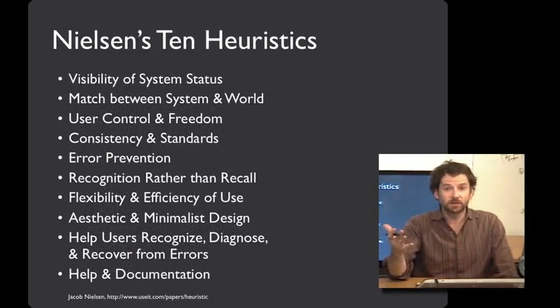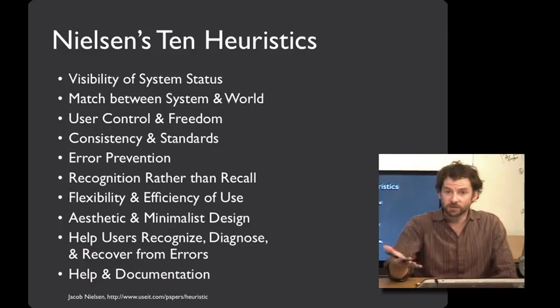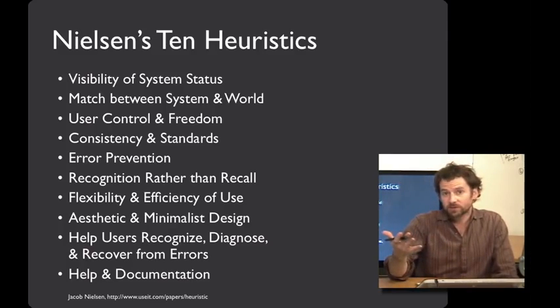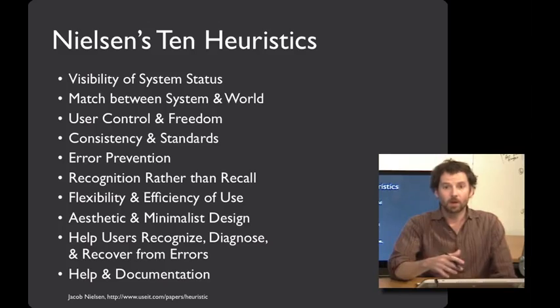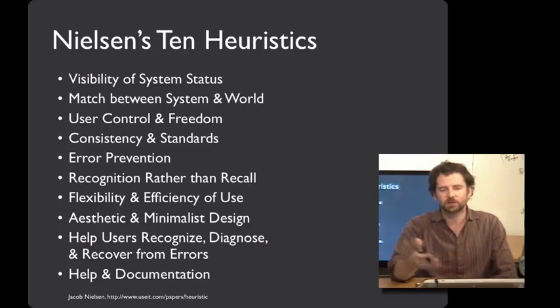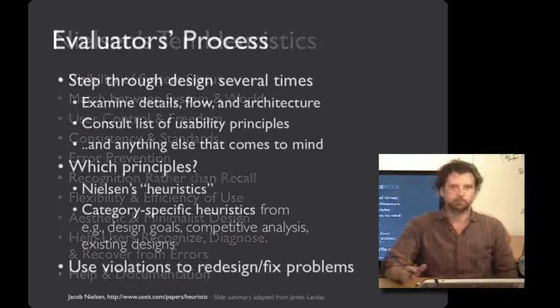Here's Nielsen's 10 heuristics, and they're a pretty darn good set. That said, there's nothing magic about these heuristics. They do a pretty good job of covering many of the problems that you'll see in many user interfaces. But you can add on any that you want and get rid of any that aren't appropriate for your system. We're going to go over the content of these 10 heuristics in the next couple lectures. And in this lecture, I'd like to introduce the process that you're going to use with these heuristics.